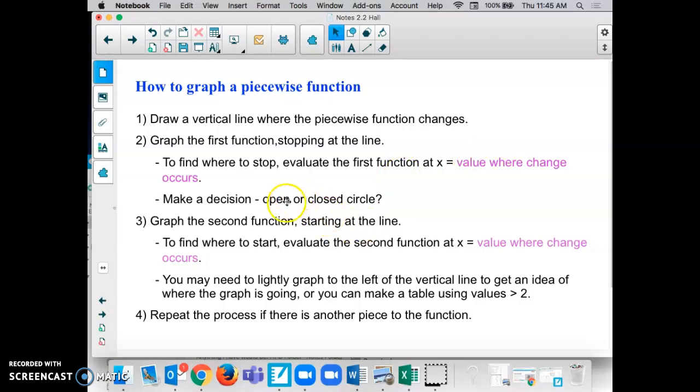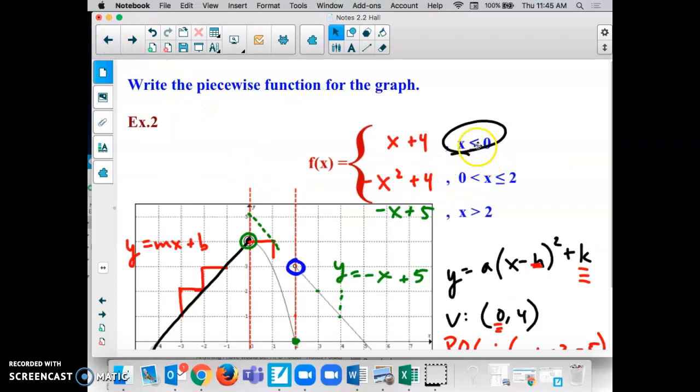Make a decision. Is it open or is it closed? All right, take a look. X is less than 0. So for this one, it should be open. All right, because it's only, it's less than or equal to. Let me say that again. I had it covered up. X is less than or equal to 0. So this one would actually be solid. It's actually a closed dot.